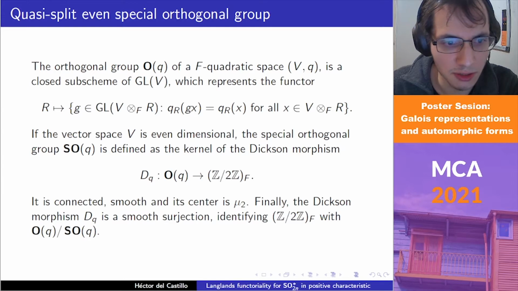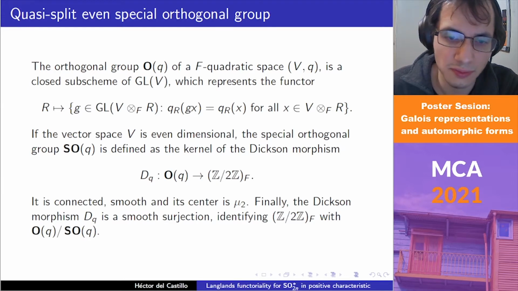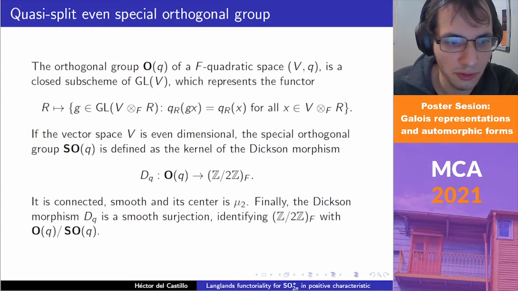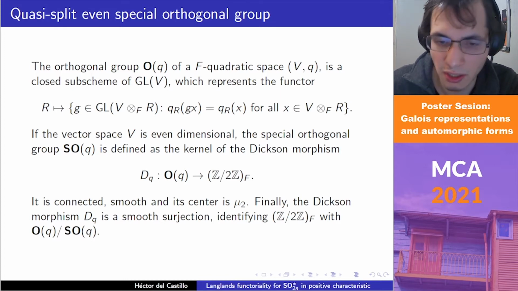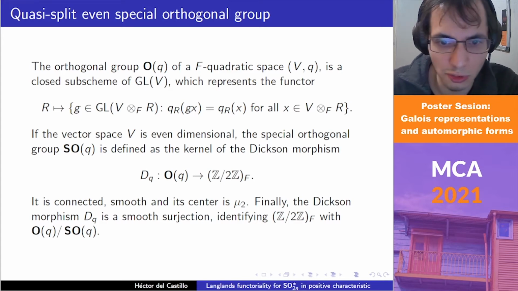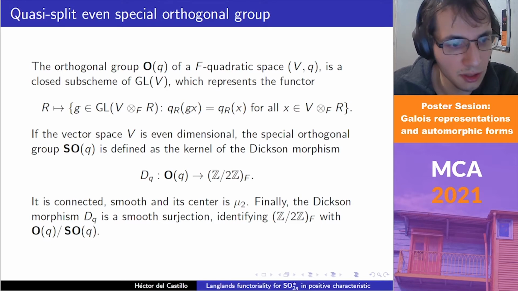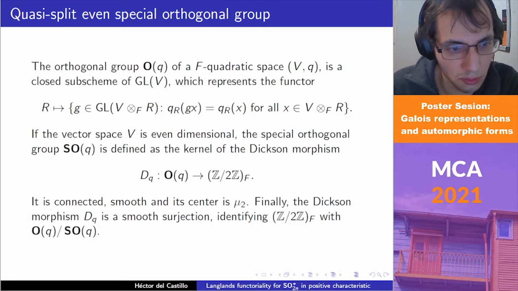It is connected, smooth, and its center is the 2 roots of unity. Finally, the Dickson morphism DQ is a smooth surjection identifying the constant group of integers modulo 2 with OQ modulo SOQ.